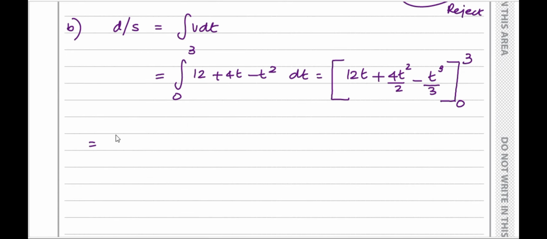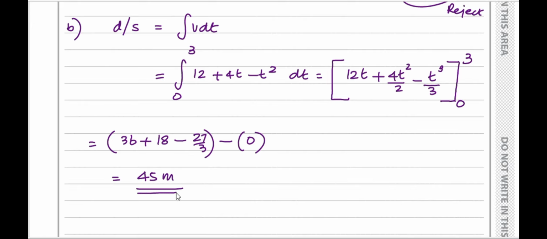Evaluating this, we get 12 times 3, 36, plus 2t squared, that is 2 times 9, 18, minus t cubed, that is 3 cubed is 27 over 3, minus, since every term has got a t in it, it's going to be 0. Therefore, it's equal to 45 meters is the distance traveled.